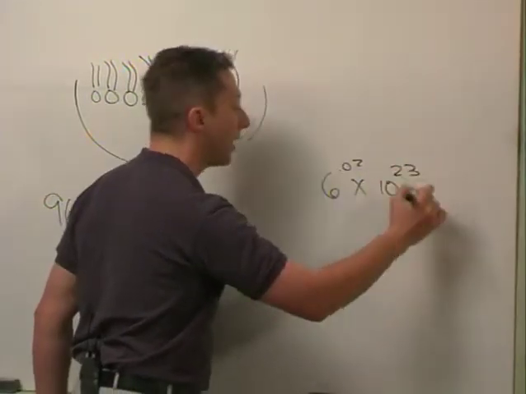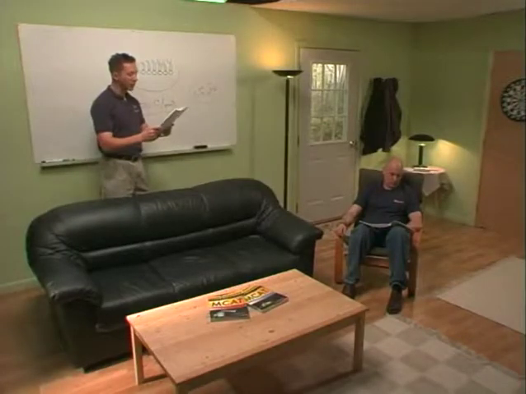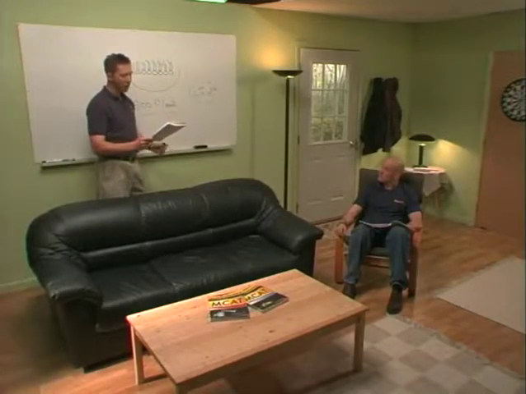Because I forgot. 6.022 times 10 to the 23rd. Again, this number and this number, I'd probably commit them to memory. Great. Question 14. According to VSEPR theory, what is the shape of SO2?